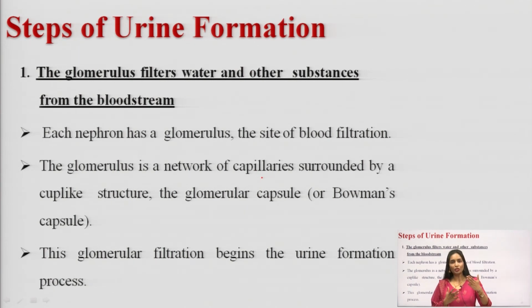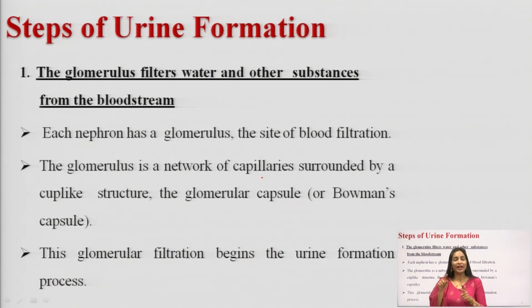All the substances and water in the blood, the glomerulus has to filter all of these, right? So, let me see how it is going to happen. Each nephron has a glomerulus, right? If I am talking about the parts of a nephron, it consists of a glomerulus, Bowman's capsule, proximal convoluted tubule, distal convoluted tubule, loop of Henle, and collecting duct. So, these are all the parts of the nephron. Each nephron has a glomerulus.